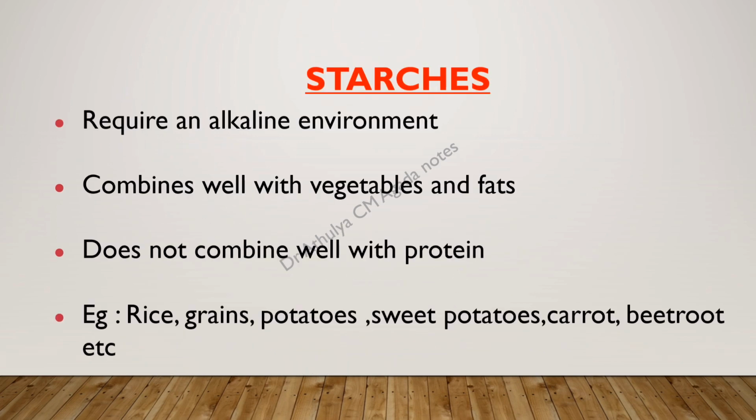Next is the starches. We know that the starches require an alkaline environment, and they can be combined well with the vegetables and the fats. But these starches do not combine well with protein. The examples of starches include rice, grains, potatoes, sweet potatoes, carrot, beetroot, etc.